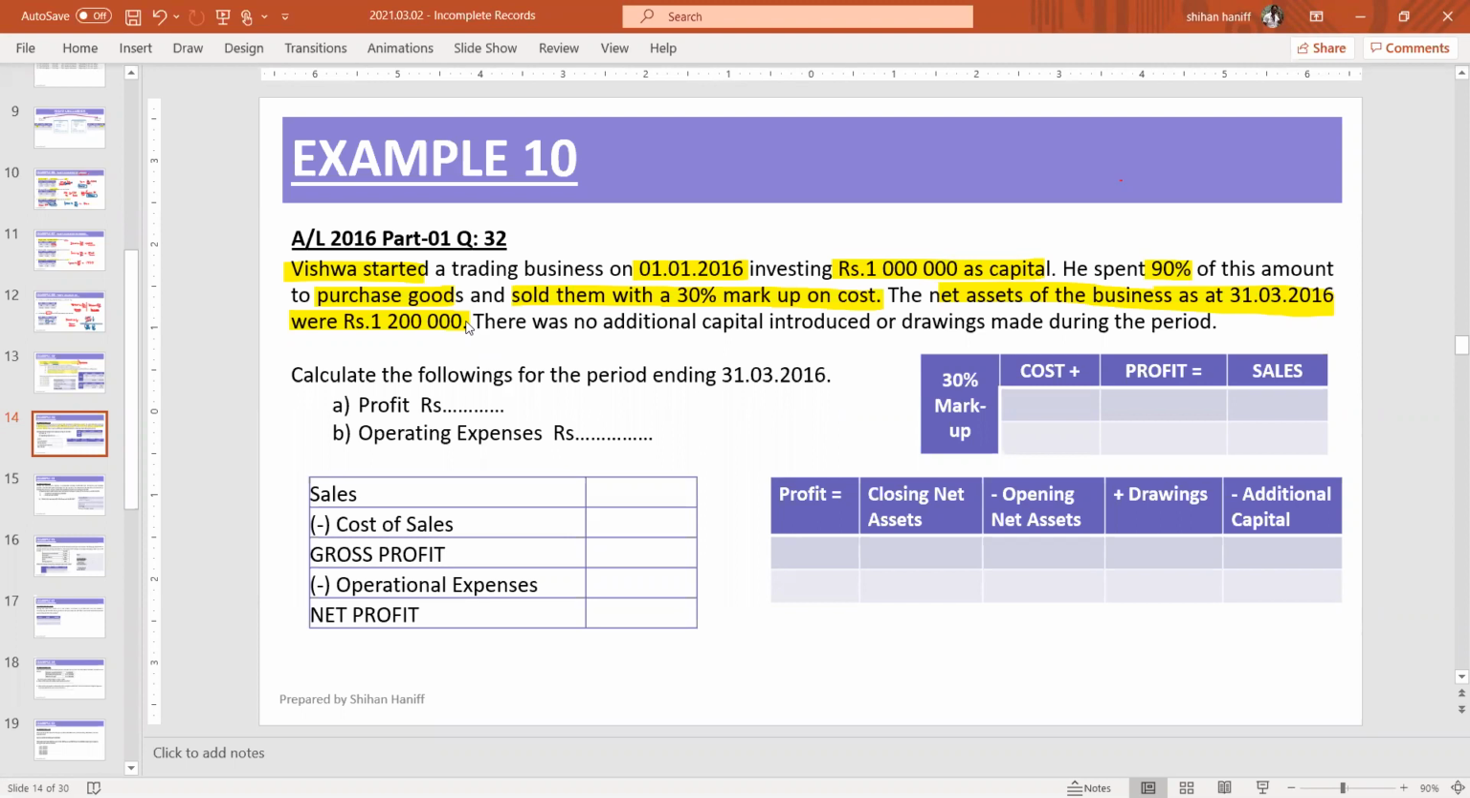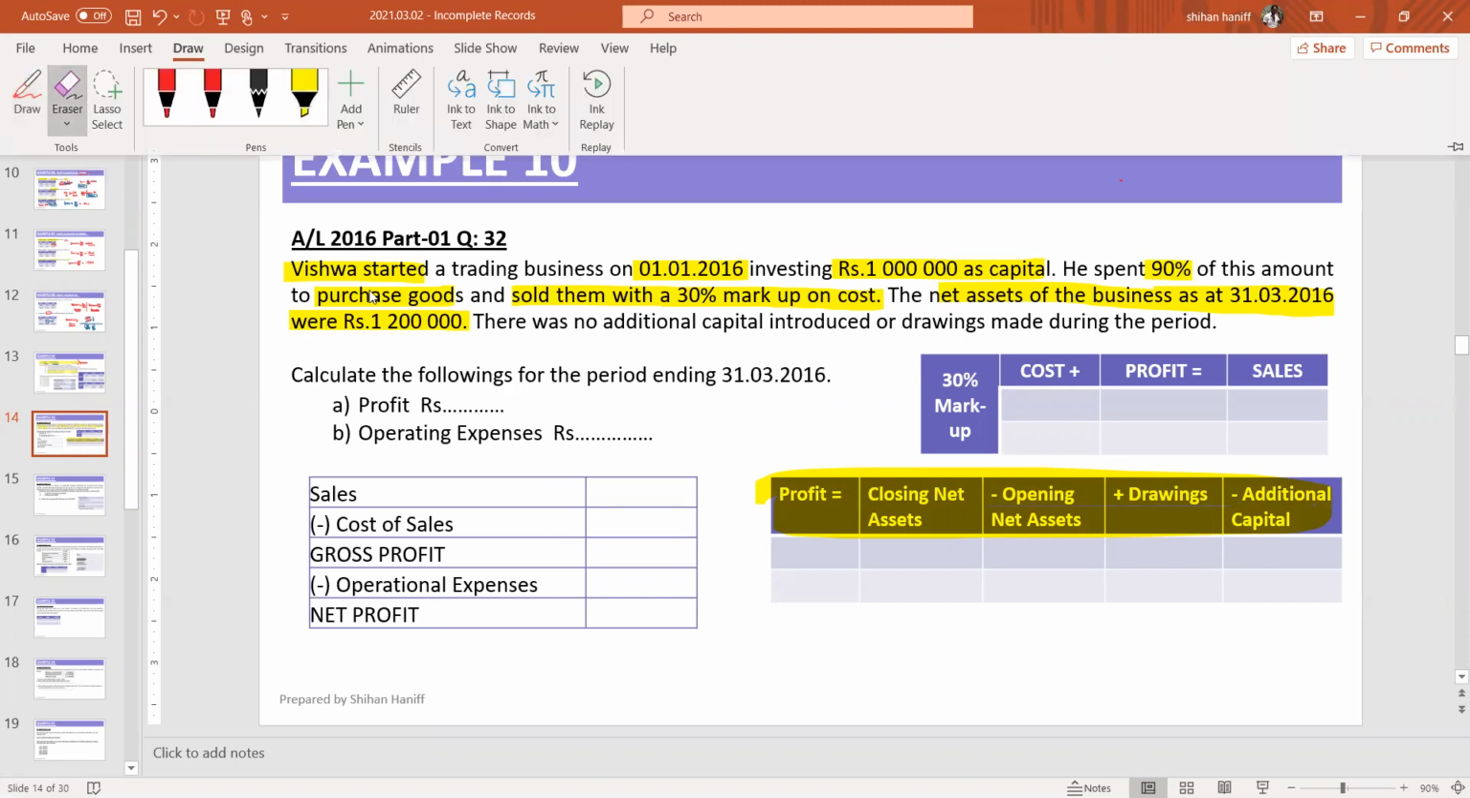So first, let's calculate the profit. So how do we calculate the profit? We use the profit equation. Profit equals closing net assets minus opening net assets plus drawings minus additional capital. What is the profit? Tell me how much is the profit?